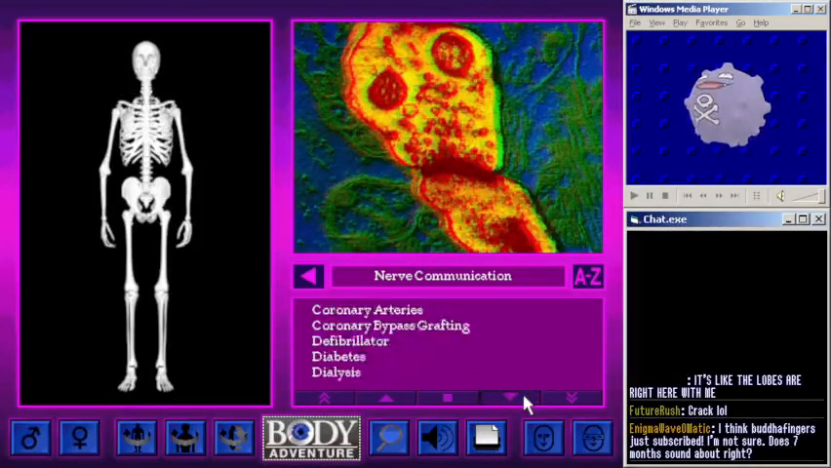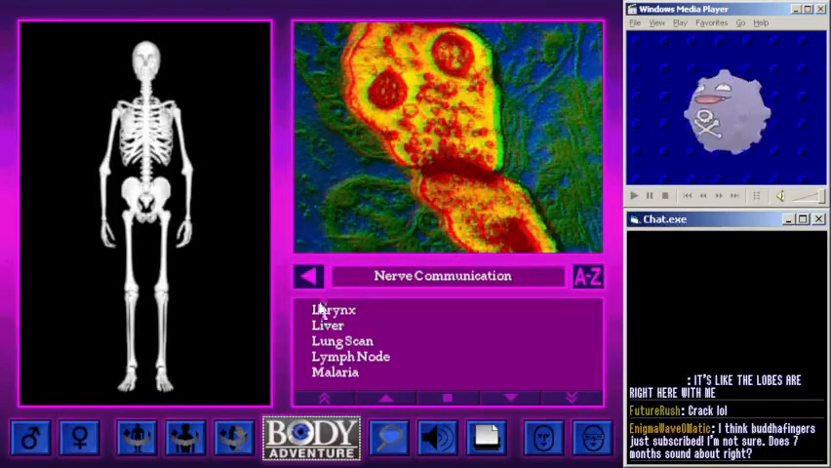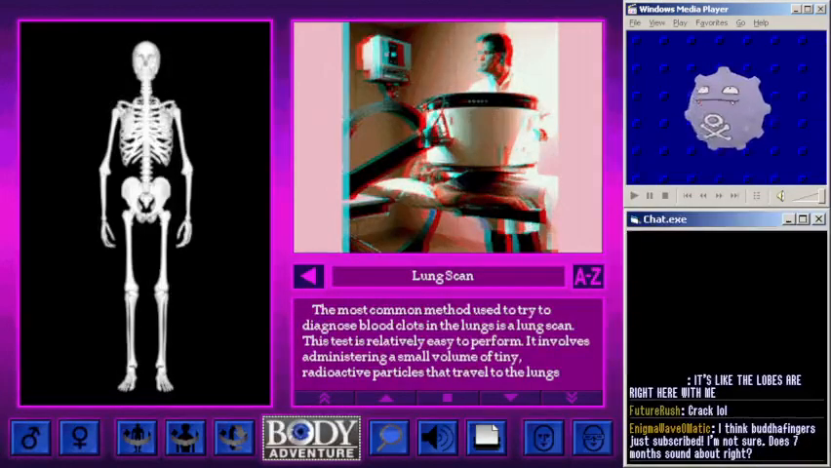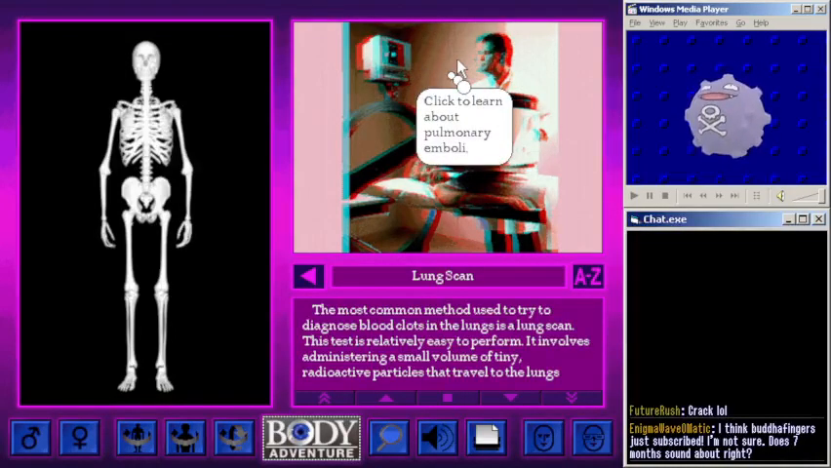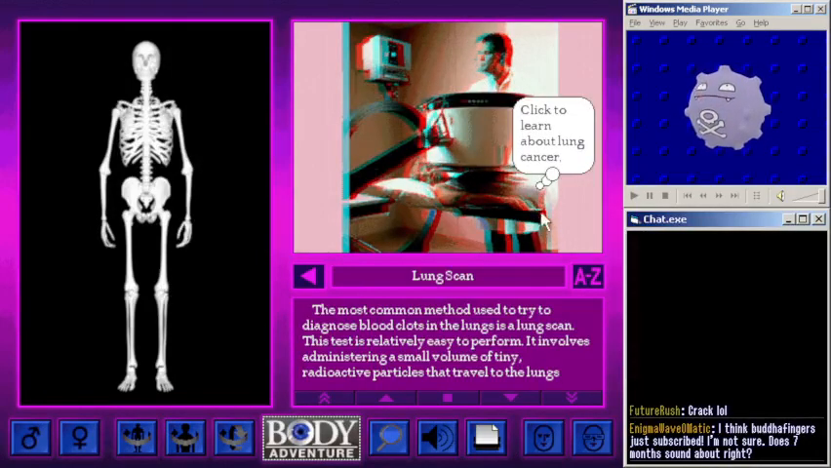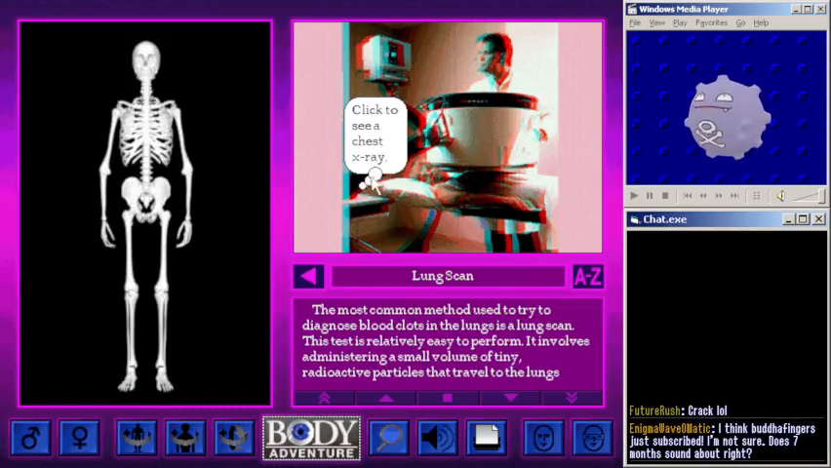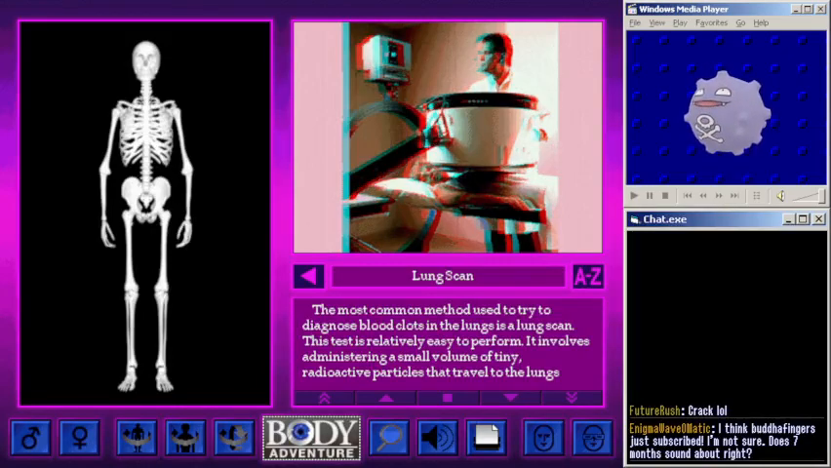I don't know how many articles in total they have listed in this. Lung scan. Oh, and even these pictures are in 3D. That's nice. Click to learn about pulmonary emboli. Well, I'm familiar with that one. Oh, click here to learn about lung cancer. Click to see a chest x-ray. Sure, we'll look at an x-ray.